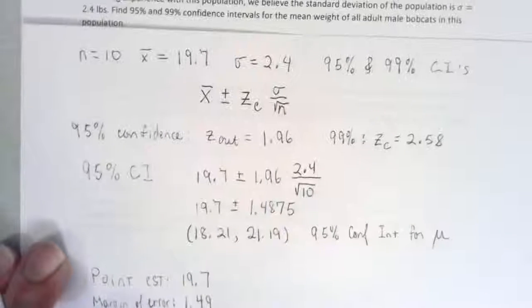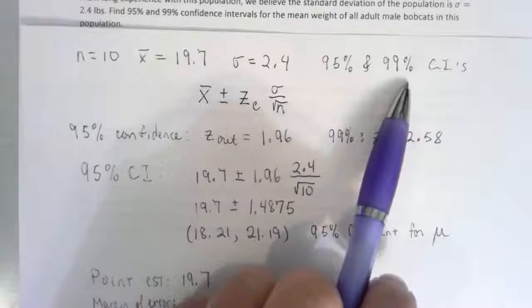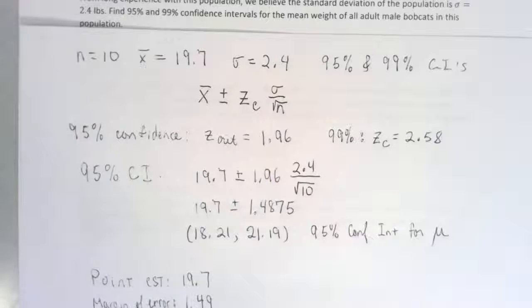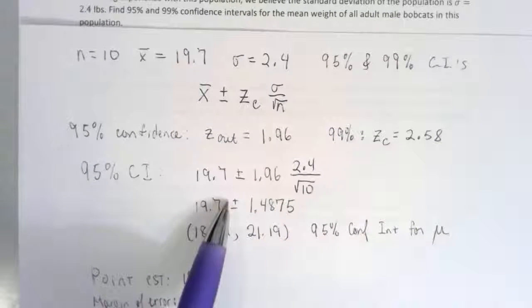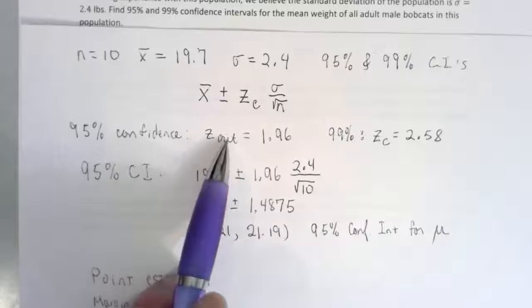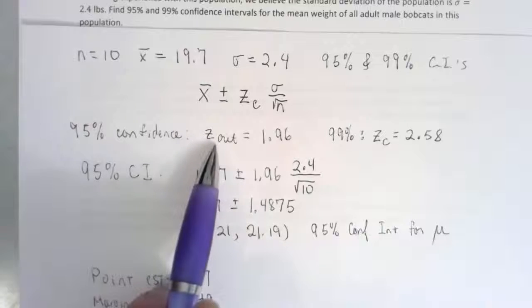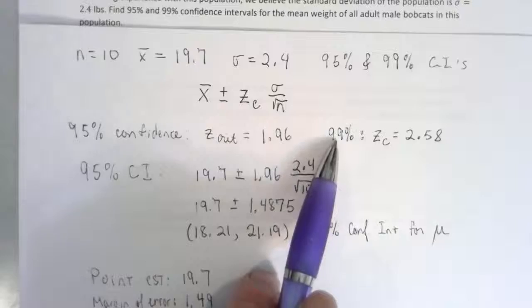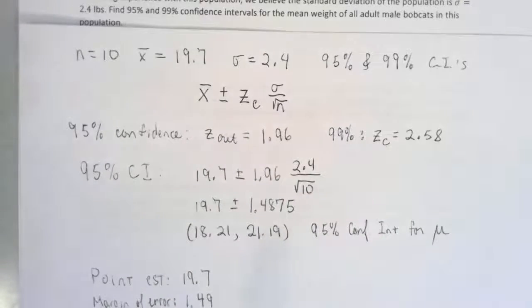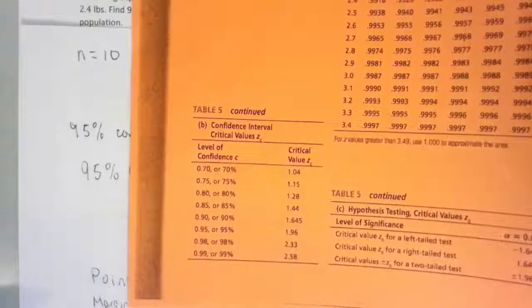Now, our original instructions said to find both 95 and 99% confidence intervals, so we need to repeat this at the 99% confidence level. Really everything in our calculation is going to stay the same with one exception. The Z critical value depends on the level of confidence. For 95%, the Z critical value is 1.96. For 99%, it's 2.58. And as you recall, we have a table where we can look that kind of information up when we need it.